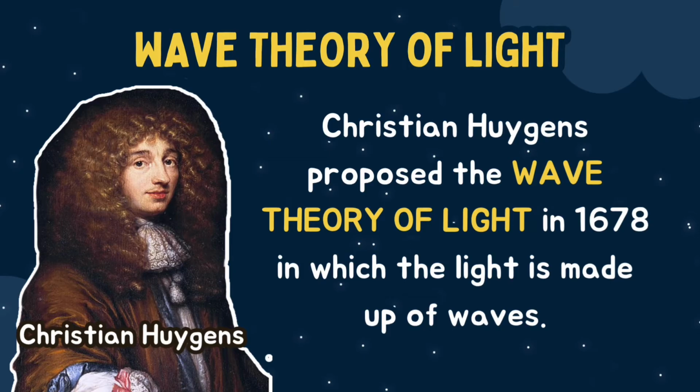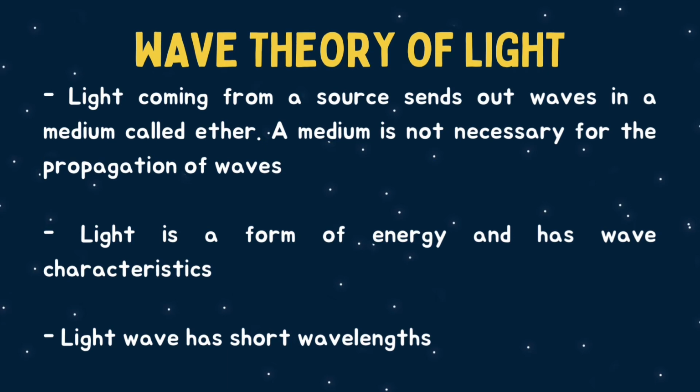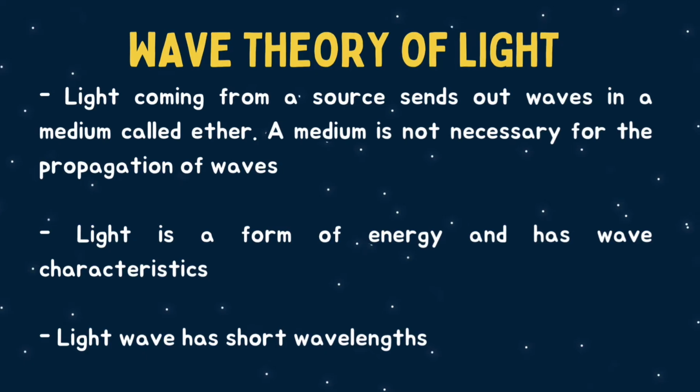The wave theory of light was proposed by Christian Huygens in 1678, which states that light is made up of waves. Huygens assumed the following concepts in his wave theory of light. First, light coming from a source sends out waves in a medium called ether. A medium is not necessary for the propagation of waves. Second, light is a form of energy and has wave characteristics. And the last one is, light waves have short wavelengths.